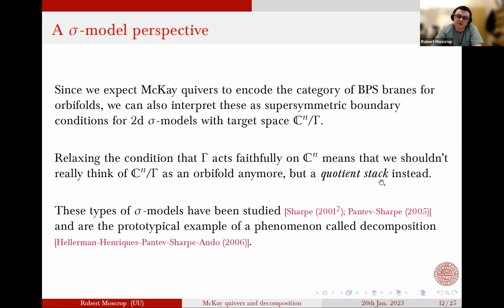And what's really useful for us in this case is that quotient stacks and sigma models with quotient stacks as the target space were quite well studied in the early 2000s by Sharpe and Pantev. And they wanted to see if you could get more theories from these. If you start generalizing your notion of space, can you get different types of theories? And they ran into a few issues, in particular with cluster decomposition and seeing that there could be some violation. But really the workaround was, and this was shown in this great paper by Hellerman, Henriques, Pantev, Sharpe and Ando, that there's a workaround to these issues. And this is exactly what's now known as decomposition.